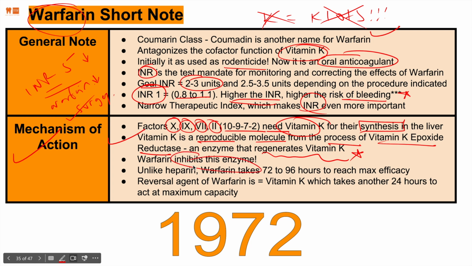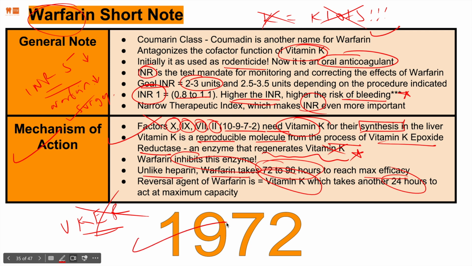Warfarin inhibits this enzyme, vitamin K epoxide reductase. Warfarin blocks it. No more vitamin K, no more factors, and no more clotting. Unlike heparin, warfarin takes 72 to 96 hours to reach maximum efficacy. Reversal agent for warfarin? Naturally, vitamin K. You want to reverse it, just administer more vitamin K, which takes another 24 hours to act at maximum capacity. So, remember that warfarin affects 1972.